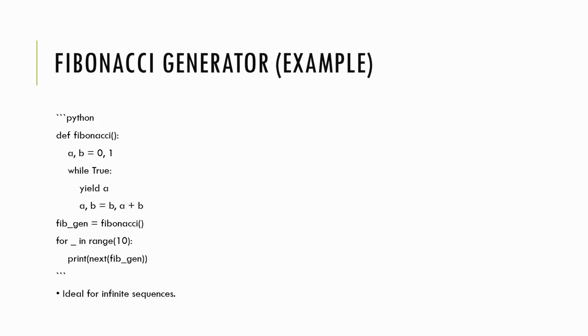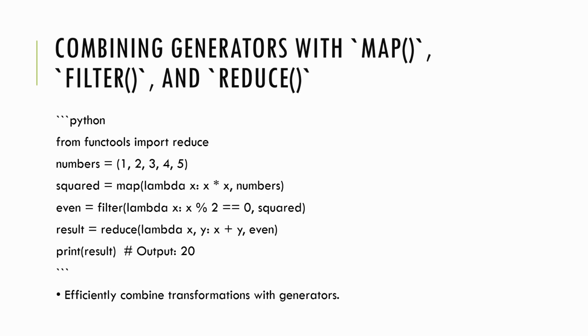Generators can even be used for creating infinite sequences. Here, we define a Fibonacci generator. Instead of calculating the entire sequence, we use yield to generate each Fibonacci number on demand. This allows us to work with infinite sequences, one number at a time.